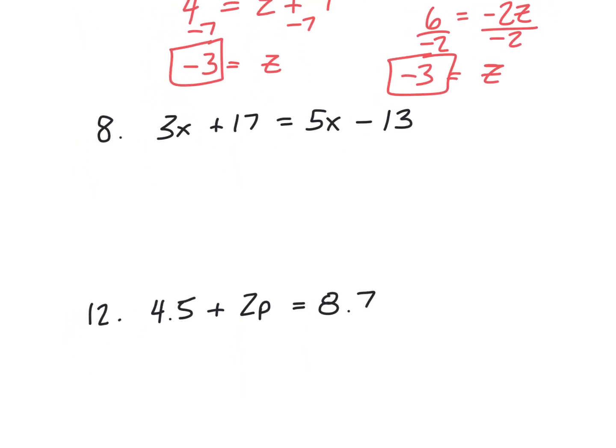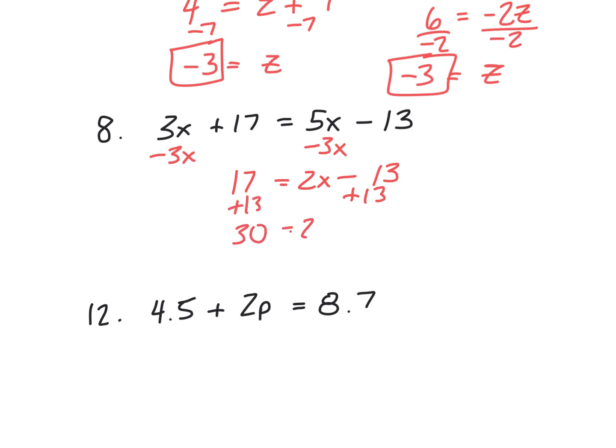Number 8, you can see this is an example of, we got 2 occurrences of variable. I'm going to get those variables together. I'm going to subtract 3x from both sides. And then I'm going to undo this subtraction. And then I would undo the multiplication by dividing, and I would get x to be a positive 15.